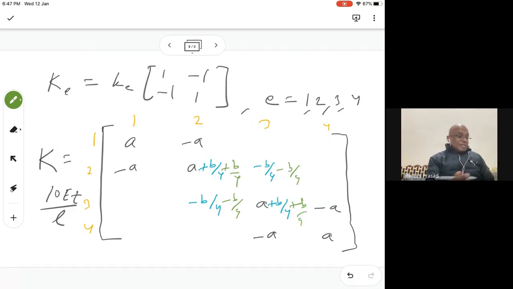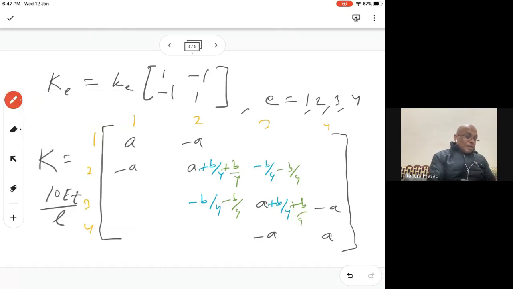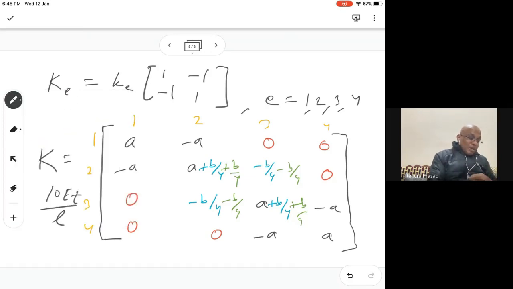So we get the stiffness matrix now. All other places will be 0, so 0, 0, 0, 0 here, 0 here, 0 here. So we get this stiffness matrix. So the final value you can write is A.